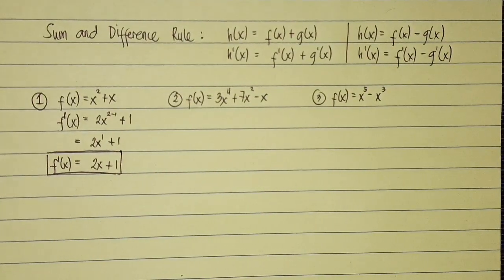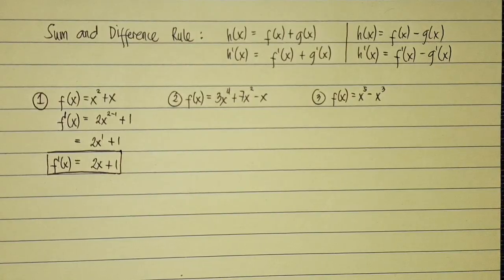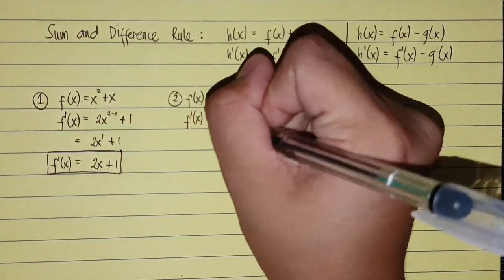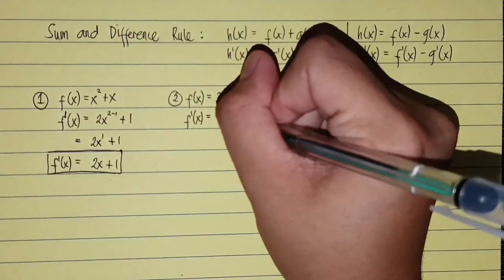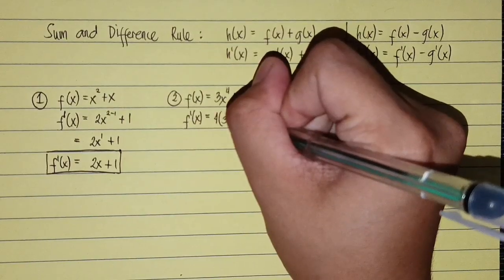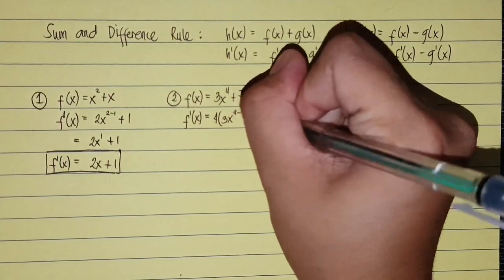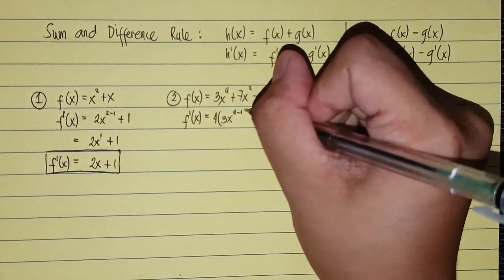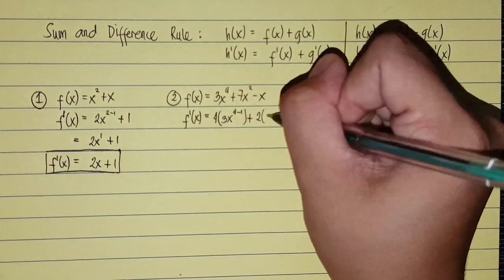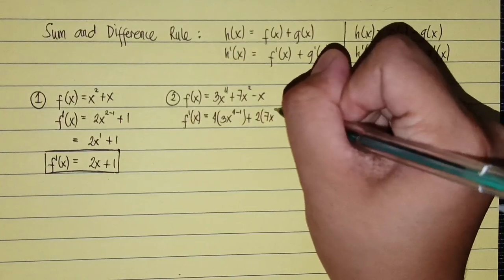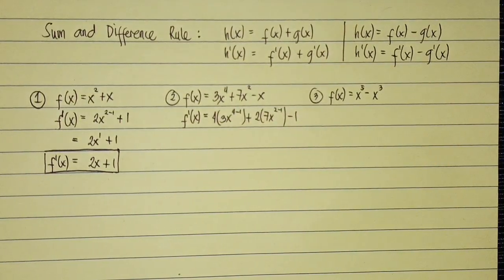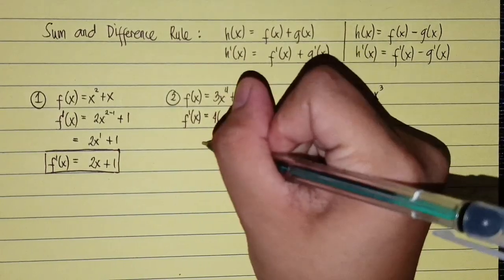Our next example is f of x is equal to 3x to the power of 4 plus 7x squared minus x. Now let's get the derivative of each term. The derivative of 3x to the power of 4 is 4 times 3x to the power of 4 minus 1, which is the power rule, and the derivative of 7x squared is 2 times 7x to the power of 2 minus 1, again using the power rule, and the derivative of negative x is negative 1.